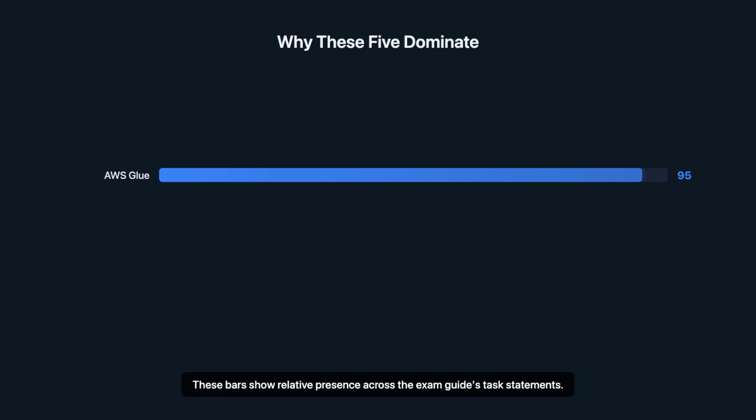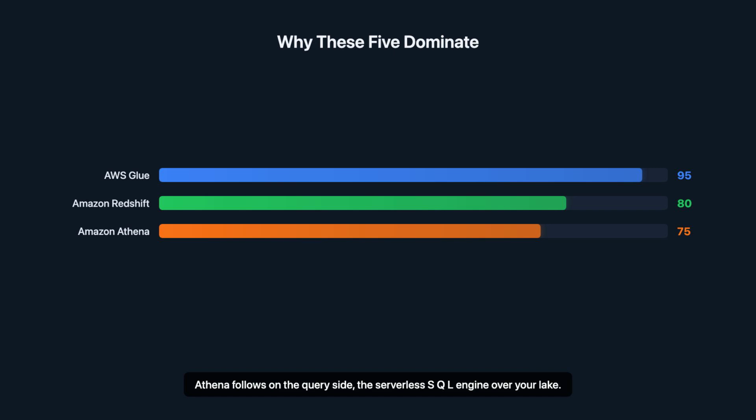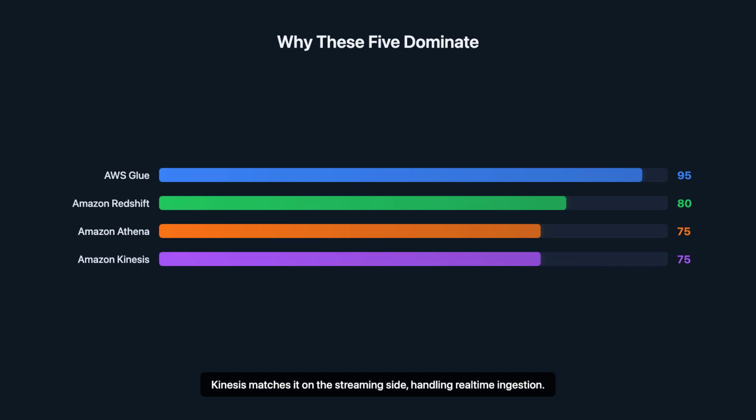These bars show relative presence across the exam guide's task statements. Glue sits at the top, named explicitly in task statements across all 4 domains. Redshift comes next, anchoring the storage and analytics conversations. Lake Formation is central to governance language across domains 2 and 4. Athena follows on the query side, the serverless SQL engine over your lake. Kinesis matches it on the streaming side, handling real-time ingestion.